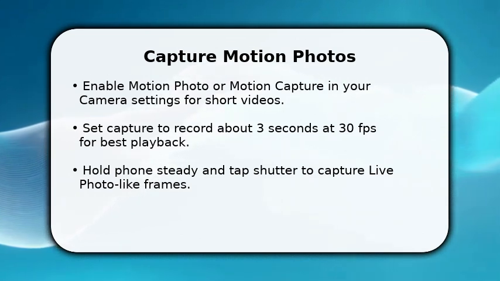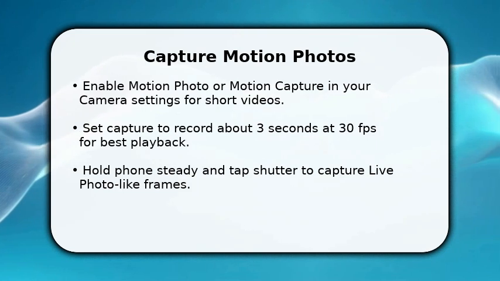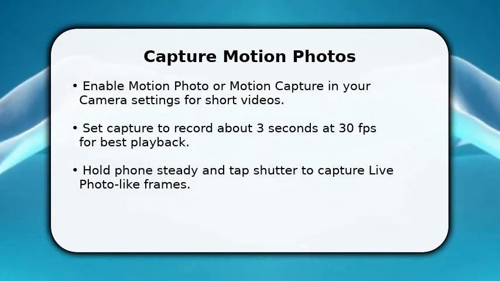Choose your subject and frame composition carefully. Hold the phone steady and tap the shutter once to capture both still and motion. Avoid panning quickly. Slow movement ensures clear frames and natural motion that looks like a live photo.